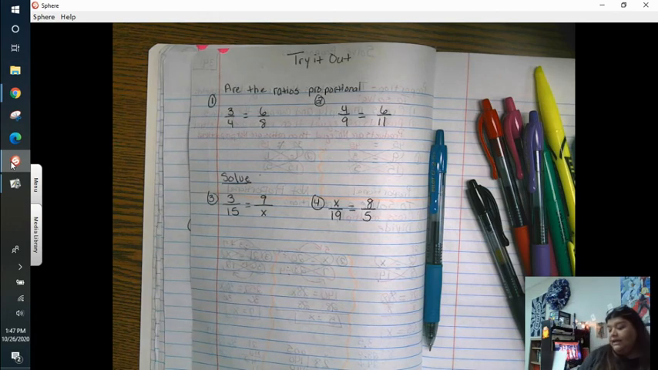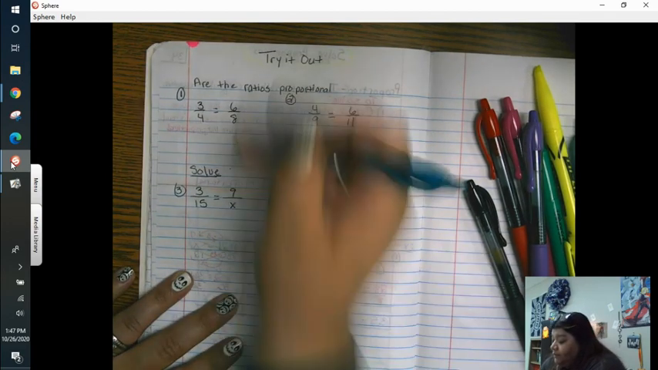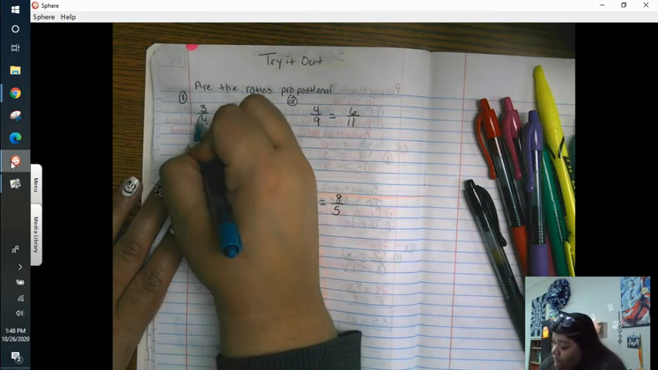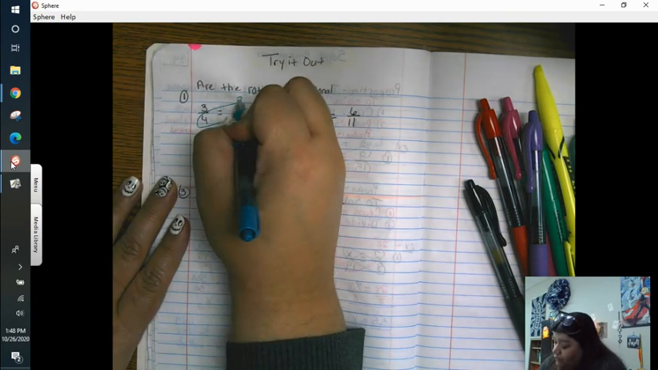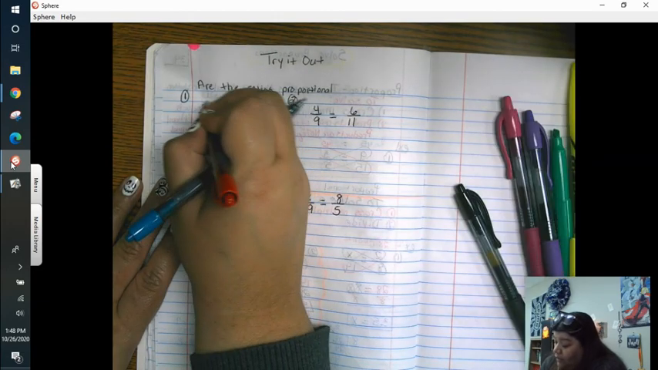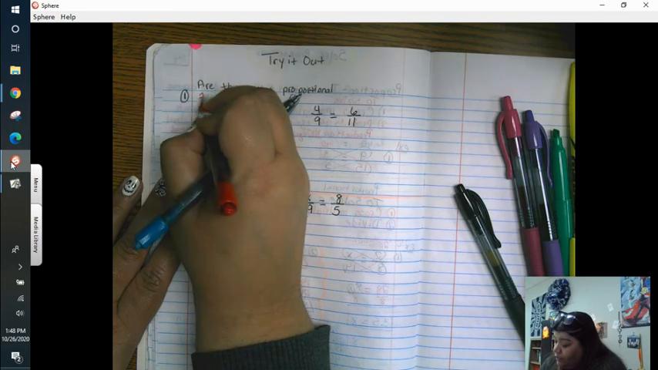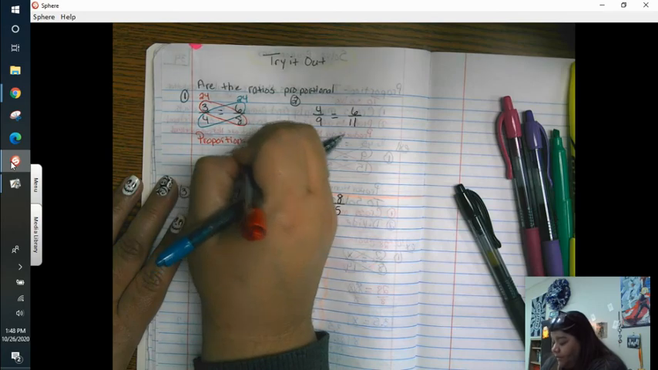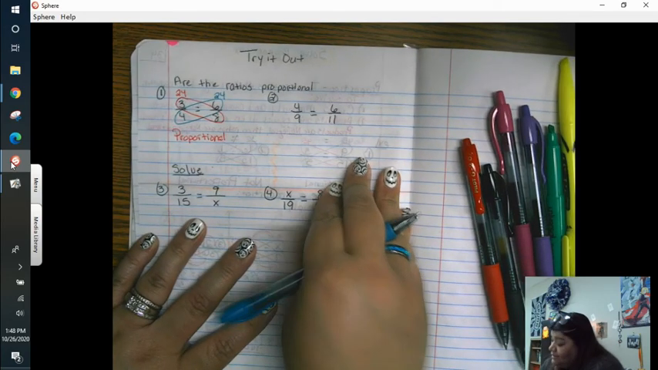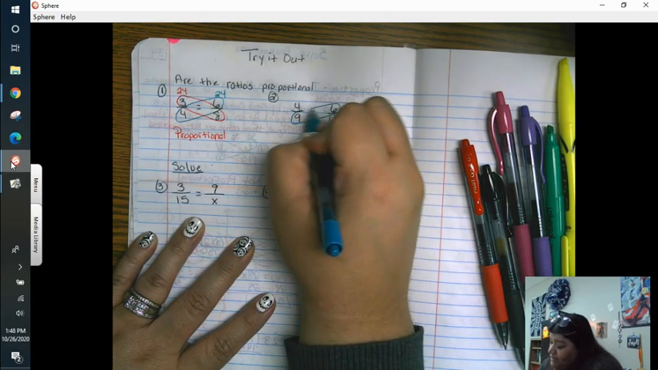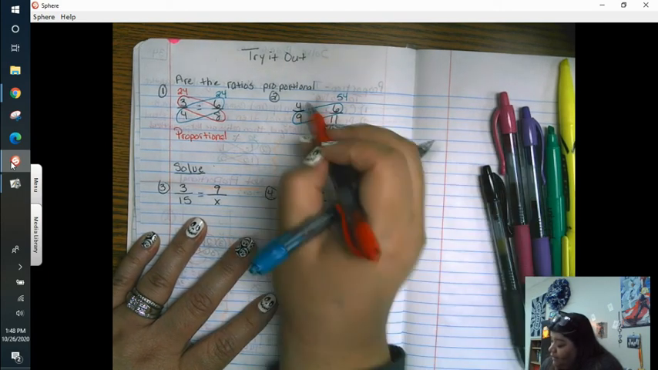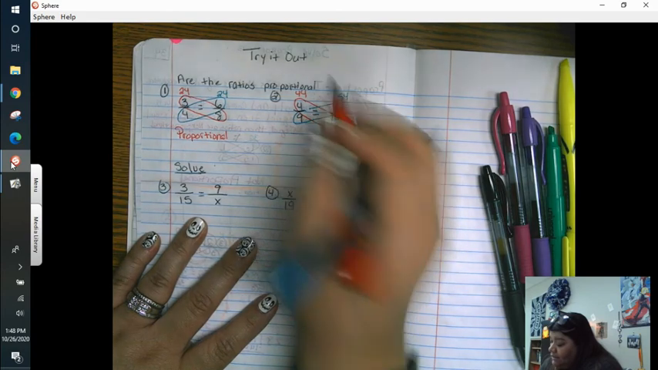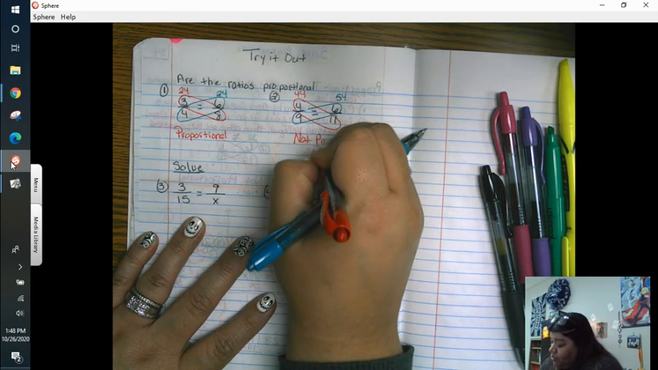All right, let's see how you did. On this one, we're just checking if they're proportional or not. So we're going to go this way first. 6 times 4 is 24. And then go the other way. 3 times 8 is 24. So this is proportional. Yes, proportional. Okay, good. You got that one right. Let's try the other one. 9 times 6, 54. 4 times 11, 44. They're not the same, so not proportional.